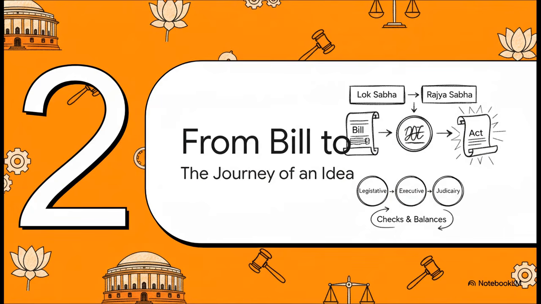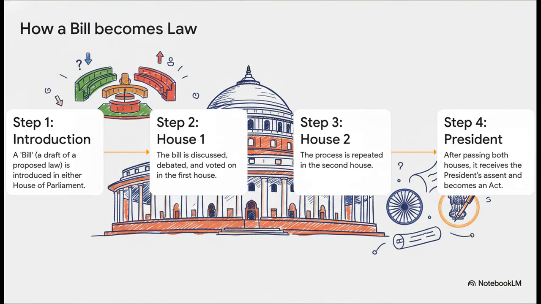All right, now that we know who the two teams are, let's look at what they actually do. We're going to follow the journey of a simple idea and watch how it travels through these houses and becomes a real law for the entire country. It's actually quite a magical process. Think of it like this. You're making your favorite dish. What's the first thing you need? A recipe, right? Well, that recipe is what we call a bill. It's just a draft, an idea for a law.